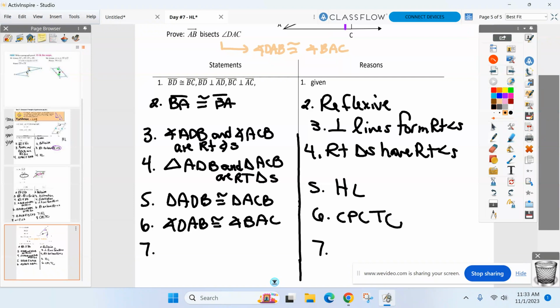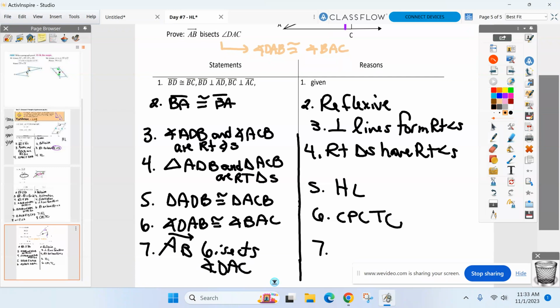Okay, everyone up to the angles being congruent by CPCTC. All looks good. Make sure they had right triangles and the right angles. So now that I have the angles congruent, now I can say confidently that AB bisects angle DAC. I don't have a magic reason here.